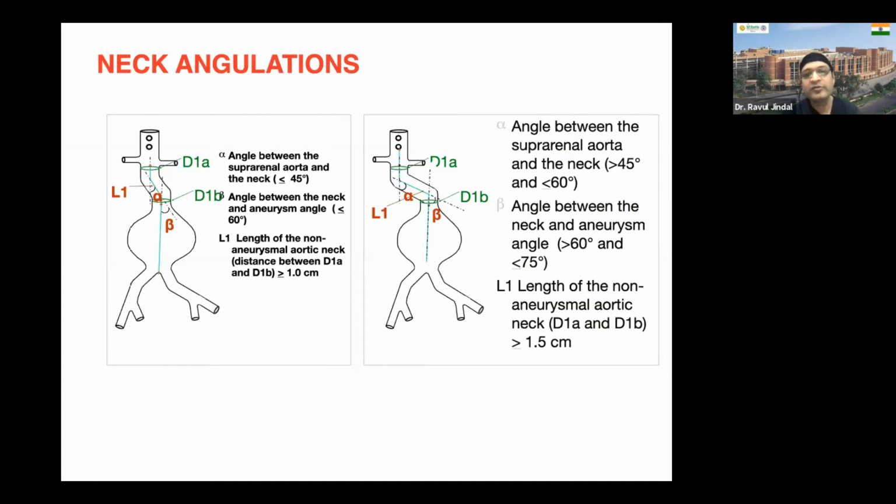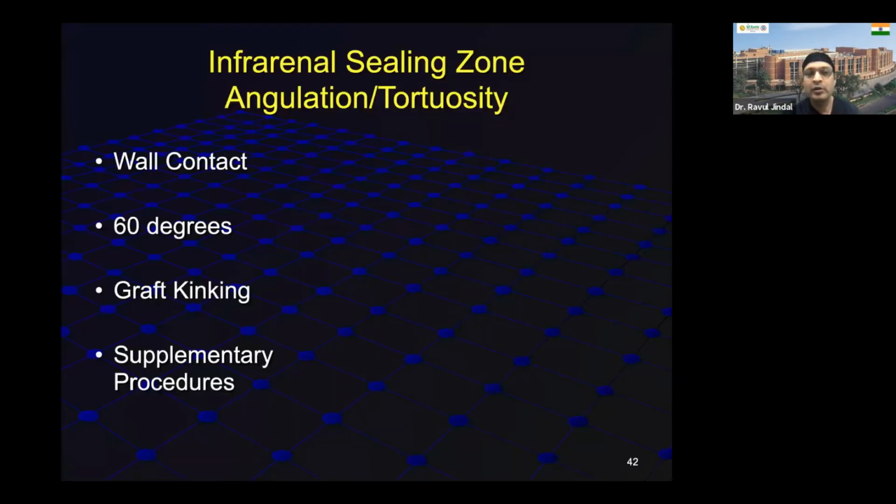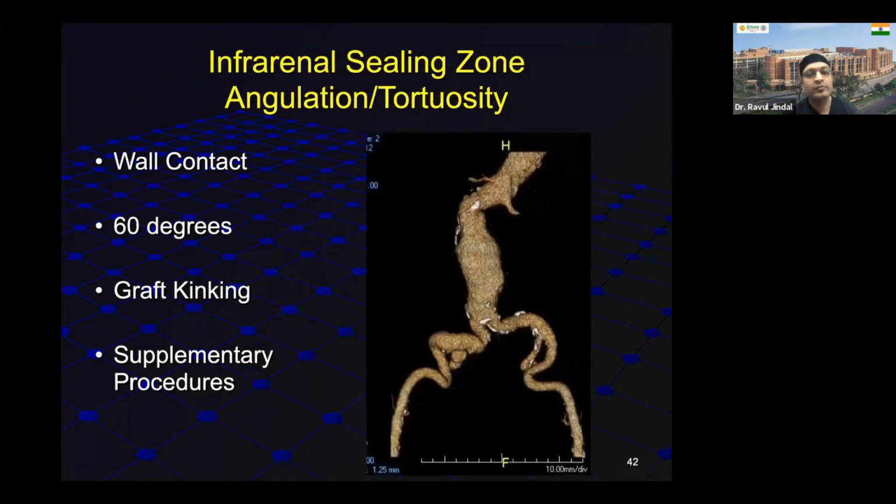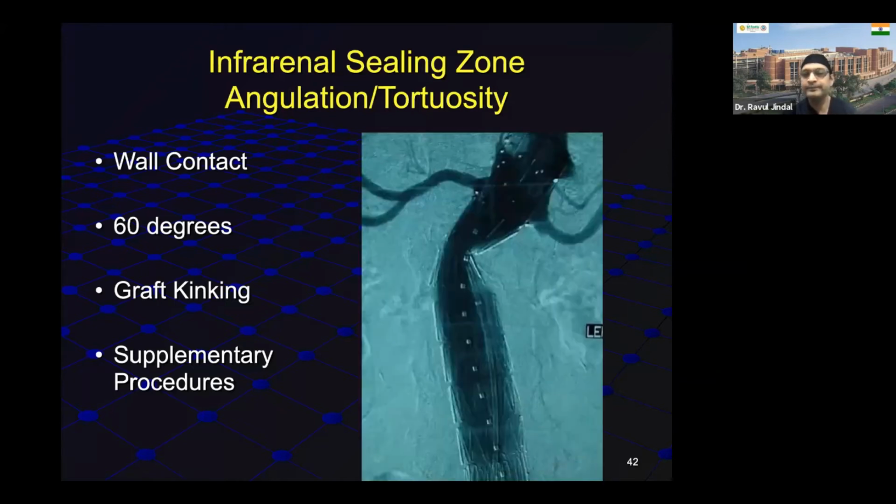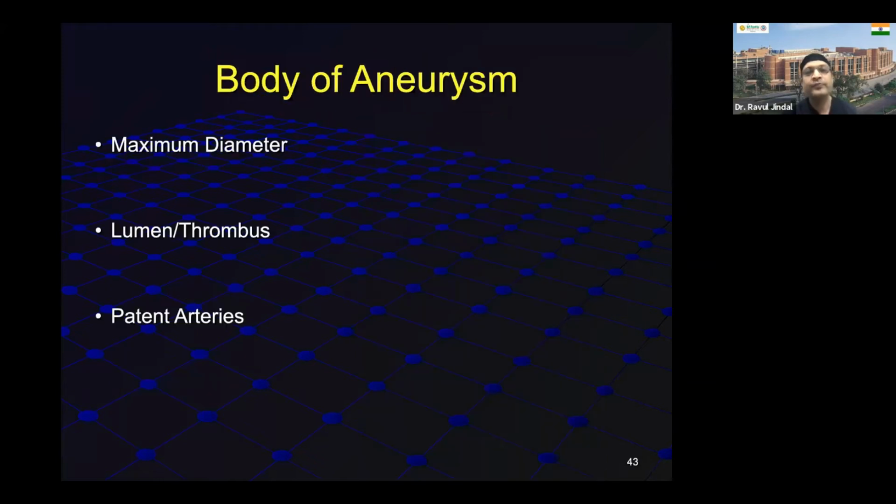Now, neck angulation is very important. If the neck is angulated too much, more than 60 degrees, then we should use the devices which have suprarenal fixation. So wall contact and 60 degrees angulation is a very, very important part at the top end. Look into this. So, very big angulation. That's why a suprarenal fixation Cook device has been used in this patient.